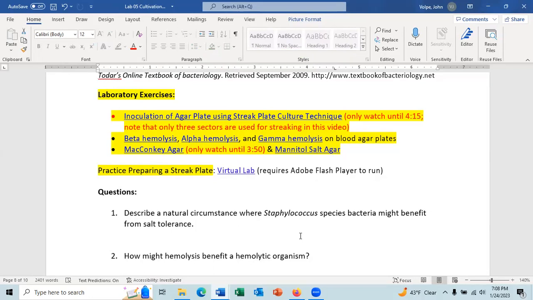And then watch a little video explaining beta hemolysis, alpha hemolysis, and gamma hemolysis, which happen on blood agar plates. And then watch a little video on MacConkey's agar. You only need to go to 3 minutes and 50 seconds. And then we have a little video on mannitol salt agar. And unfortunately, we do not have a virtual lab because the one we had requires Adobe Flash. And for some reason, the maker of Adobe Flash decided to discontinue it. And we never found another virtual lab for you guys to use.